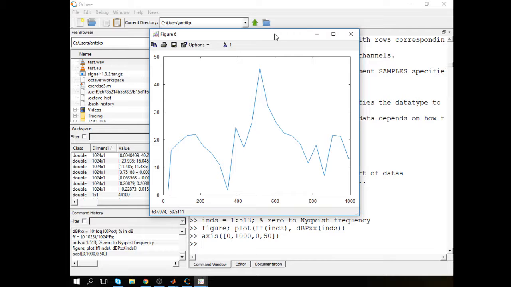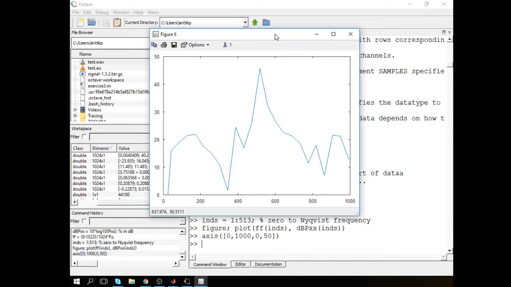So that's the zoomed view. You can zoom with the mouse. But anyways, as you can see, it's a rough estimate of the spectrum.